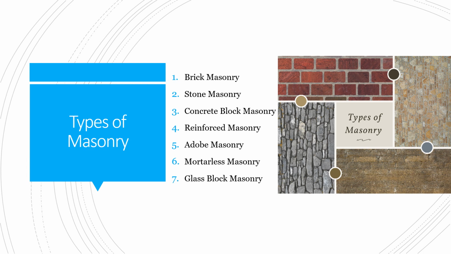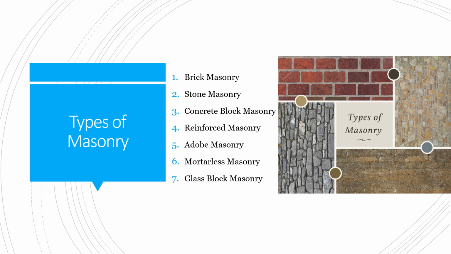The next is adobe masonry. Adobe masonry involves using sun-dried mud bricks made from a mixture of clay and sand, straw, and sometimes other organic materials. They are commonly used in regions with a dry climate. It is a traditional and sustainable method of construction.